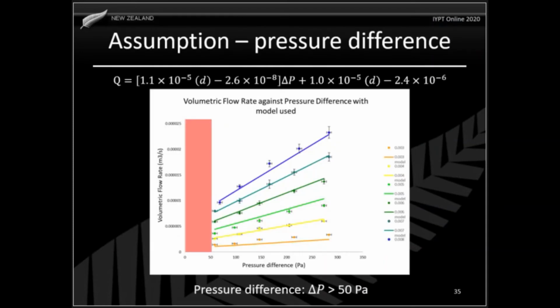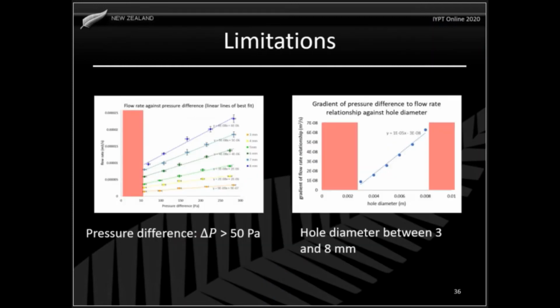The biggest assumption is that the equation at the top will give the flow rate. Shown on the graph are the flow rates this predicts, along with the actual flow rates where the colours are the different hole diameters. This fits some hole diameters better than other hole diameters, and the relationship doesn't apply to pressure differences under 50 pascals because of the y-intercepts.